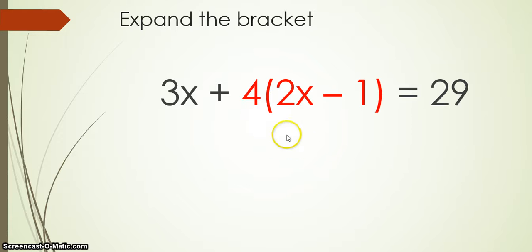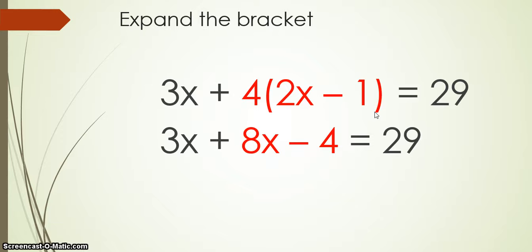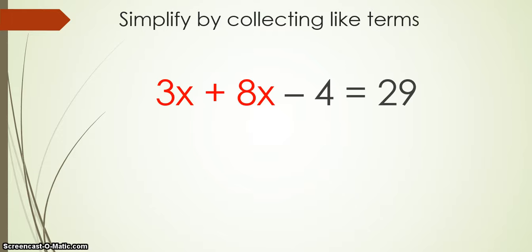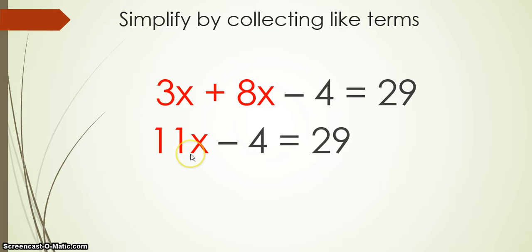So our original bracket now looks like this, and when we expand it, our equation will look like this. 4 times 2x gives me 8x, and 4 times negative 1 gives me negative 4. So we now have 3x plus 8x minus 4 is equal to 29. Now we simply collect like terms. We have 3x plus 8x, and this will give us 11x. So our equation now says 11x minus 4 is equal to 29.